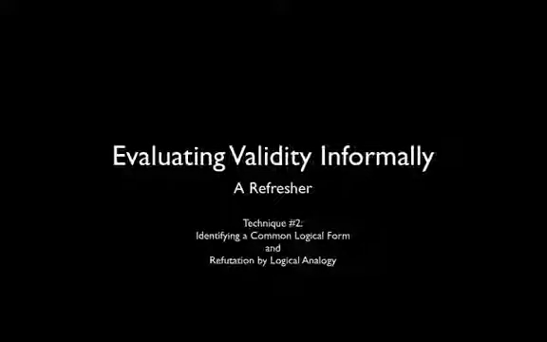This is the second of 3 informal techniques for assessing the validity of deductive arguments that we will review. The second technique consists simply of identifying the logical form of a deductive argument as a logical form that has previously been shown to be deductively valid. We will also review the closely related technique of showing that an argument is invalid by creating a logical analogy.